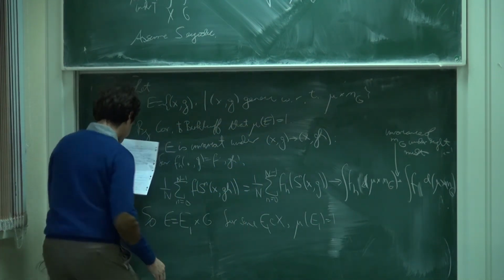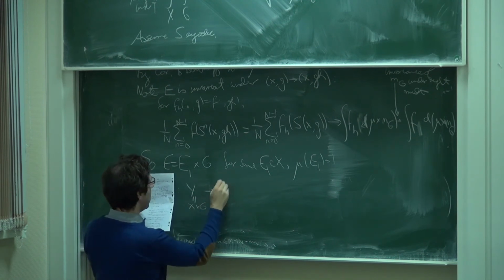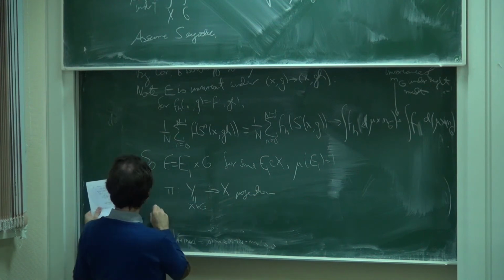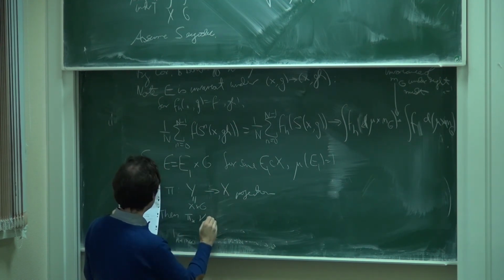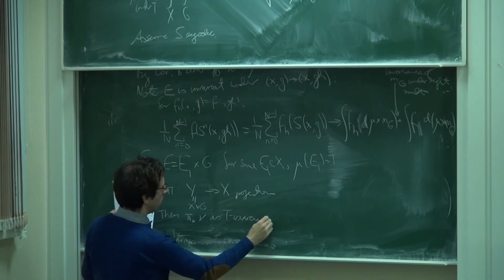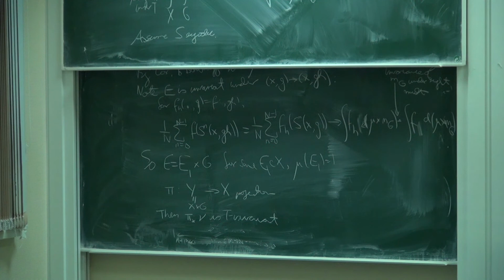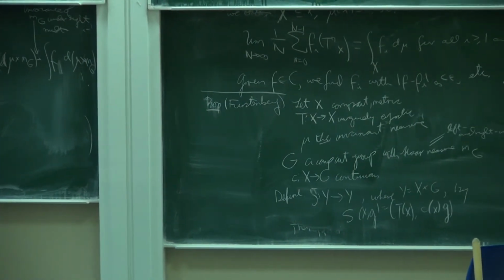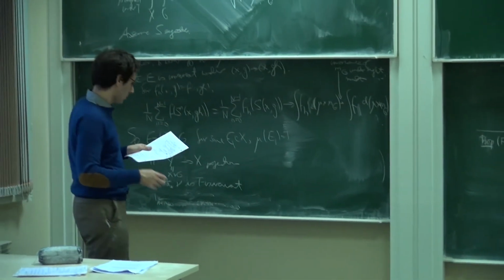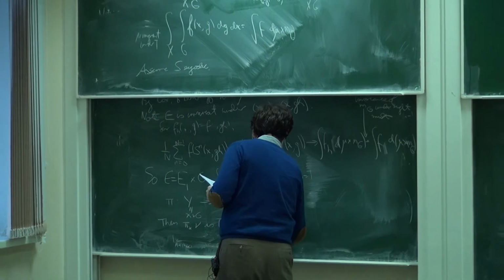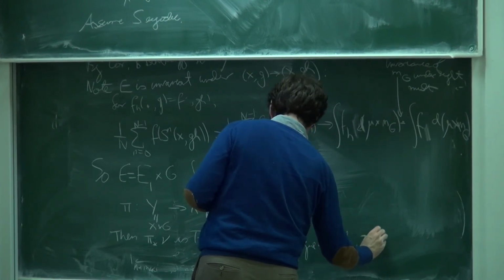Now, consider the projection from y, which is x cross y, g of course, to x. Then mu, the push forward of nu to x, is t invariant. That's just because of the way the transformation is defined. That's what it does to the first component, that's t. So if I project it to the first thing, you get that it's t invariant. But there's only one t invariant measure by unique ergodicity in x. The push forward of nu equals mu.